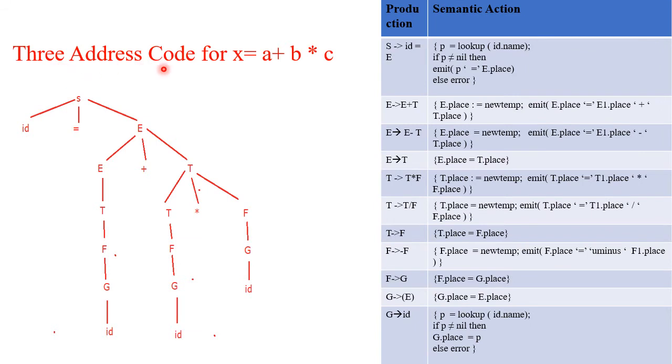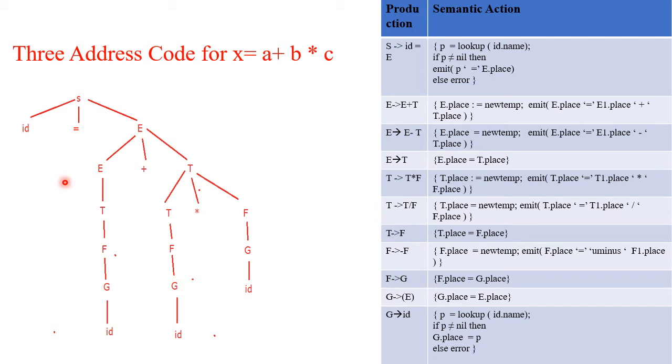Construct three-address code for the assignment statement x equal to a plus b star c. For performing syntax directed translation, first we have to construct a parse tree. This parse tree can be constructed using the productions here. S gives id equal to E, E gives E plus T. Considering associativity and precedence, we have constructed the parse tree.